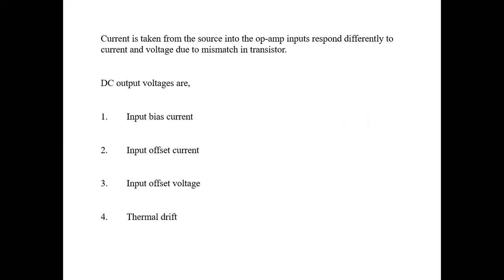AC characteristics means we are giving different frequency ranges on the input side, like 1 kHz, 2 kHz, till 3 kHz. This is for analyzing the characteristics of the ICs. DC characteristics.